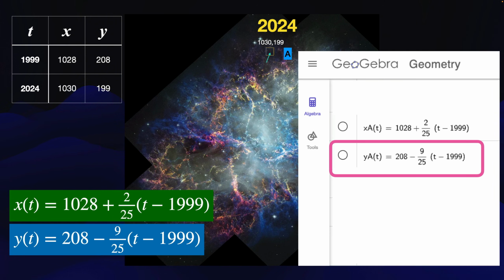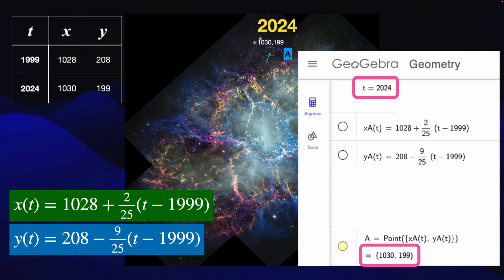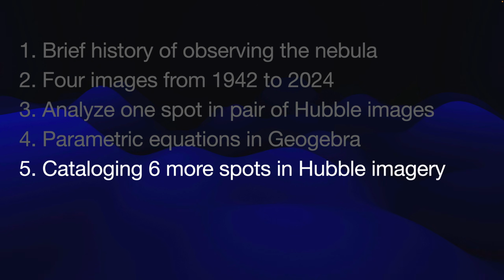Now, the whole thing about parametric equations is they're both relative to t. So you can manipulate time, and then you can see the x and the y coordinates from that. So we need to plot a point on the screen. So we'll say our point A is x of t, comma, y of t. All right. And if t is 2024, that point would be at 1030, comma, 199. All right. So that is one point.